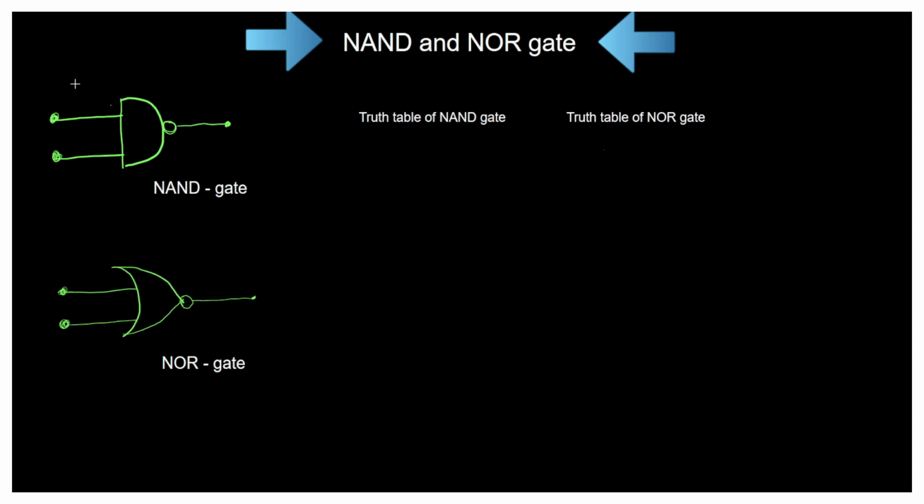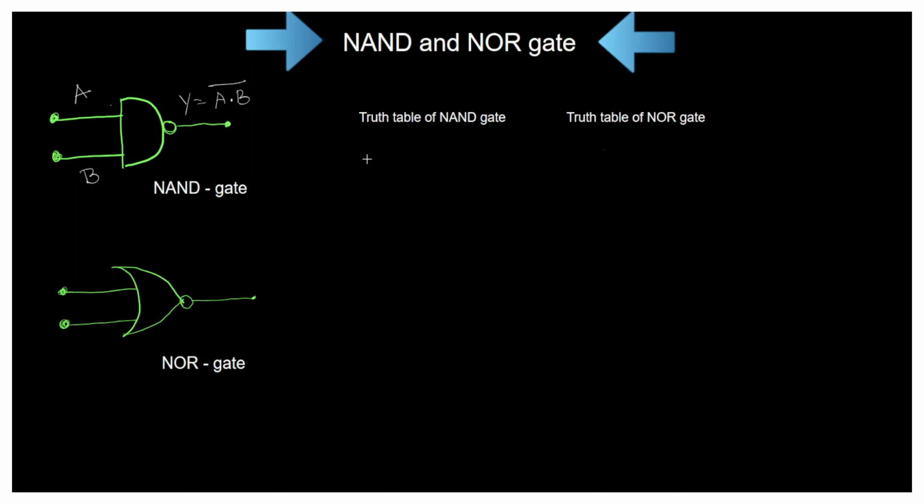If we apply A and B at the input terminal of the NAND gate, you will get Y equals to (A dot B) complement. So we can see that A dot B is basically the output of an AND gate, but the NAND gate gives you the complement version of the output of an AND gate. So you can say it's a complement version of an AND gate. Okay. Now let's make its truth table.